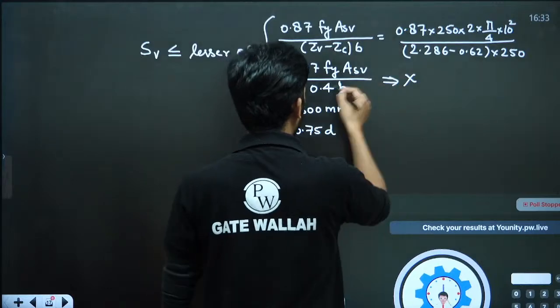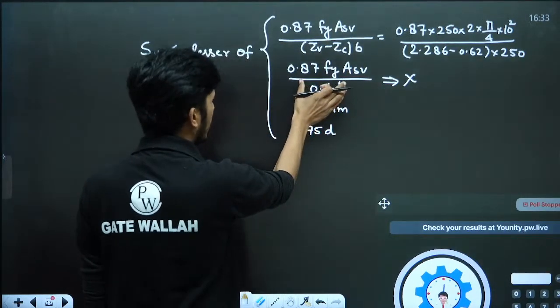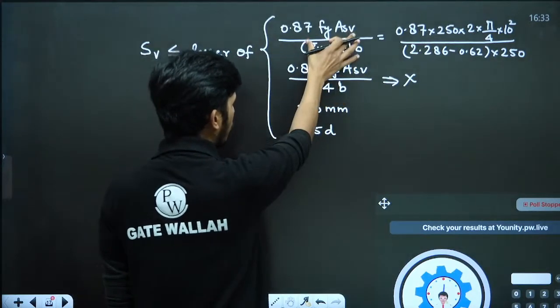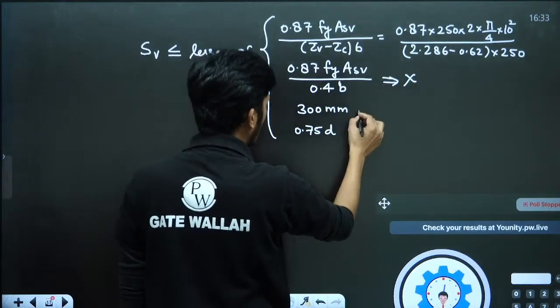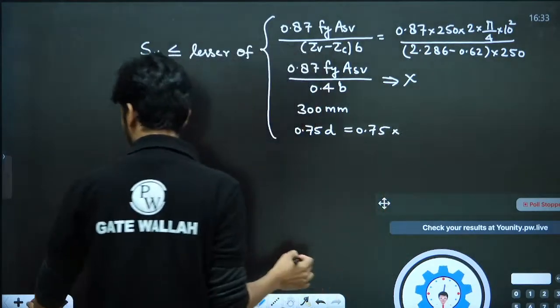This is not used because if this value is coming out to be lesser than 0.4, then this value will be lesser, and you have to use the lesser of all four. So this is automatically more, so you have to take this. This is ignored because tau v minus tau c is coming out to be more than 0.4. 300 is 300. 0.75 d will be 0.75 into 350. I think d is 350. Yes.